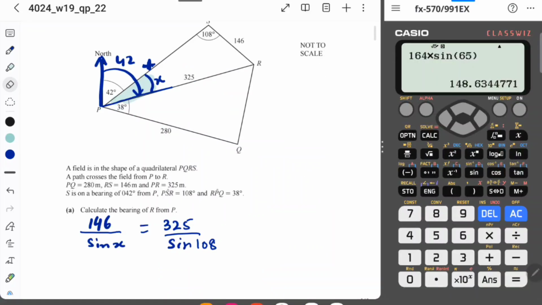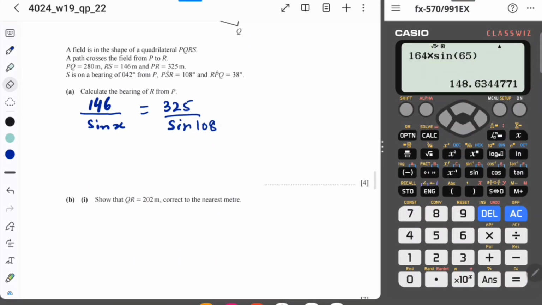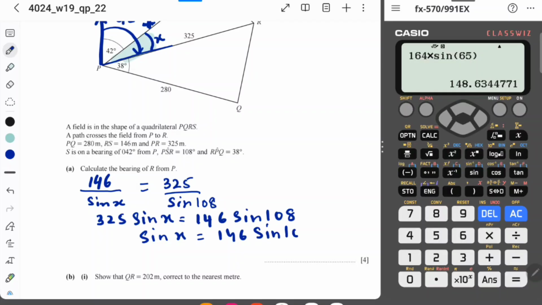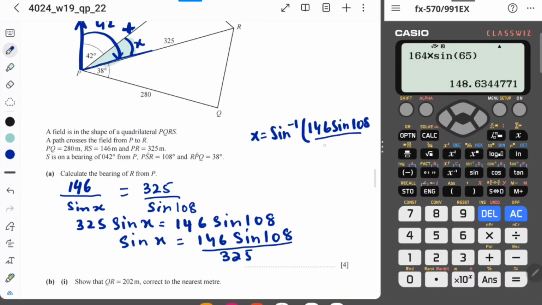Here the question is of 4 marks, so we'll have to work accordingly. Simply cross multiply. So 325 sine x equals 146 sine of 108. So sine x equals 146 sine 108 divided by 325, since 325 is multiplying, it will divide. So x equals sine inverse of the whole thing, 146 sine 108 divided by 325. Let's calculate this number.